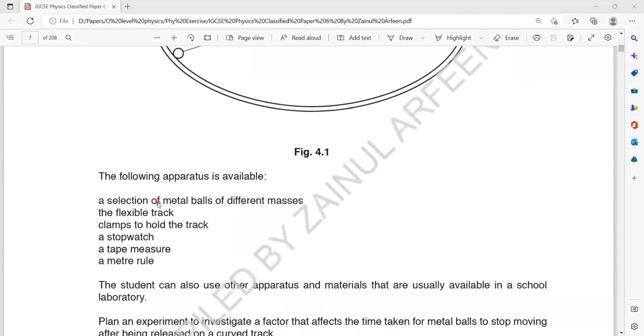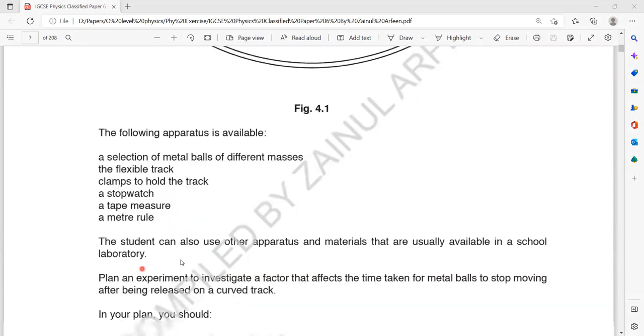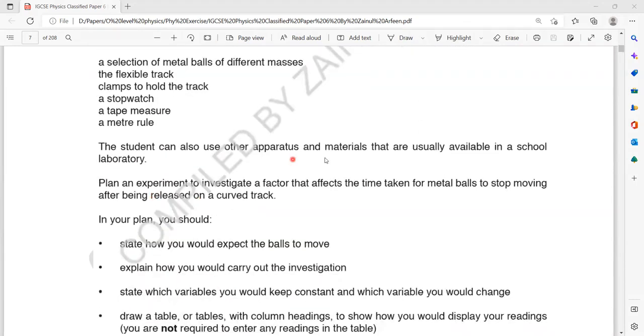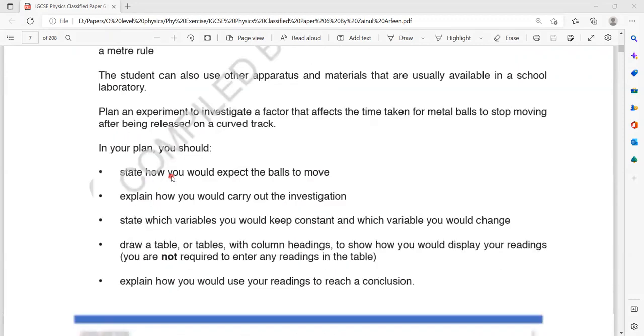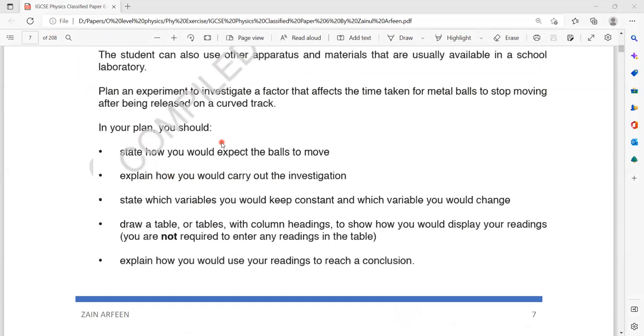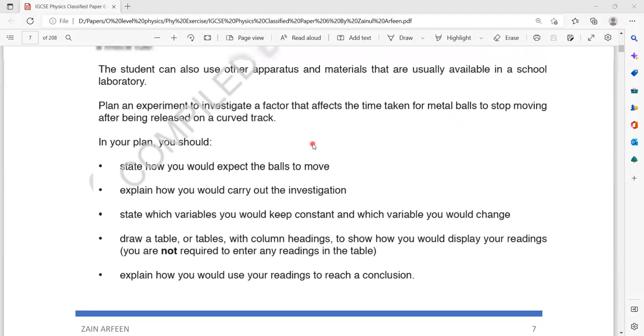The following apparatus is available. We have a selection of metal balls of different masses, the flexible track, the clamp to hold the track, a stopwatch, a tape measure, the meter rule. The student can also use other apparatus and material that are usually available in the school lab. Whenever you're writing an experiment in paper 6, you should try to answer the points rather than just write a paragraph. So here, plan an experiment to investigate a factor that affects the time for a metal ball to stop moving after it being released on a curved track.